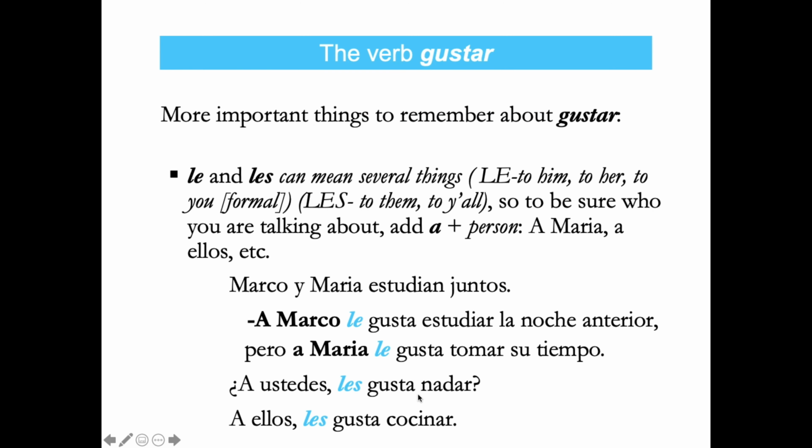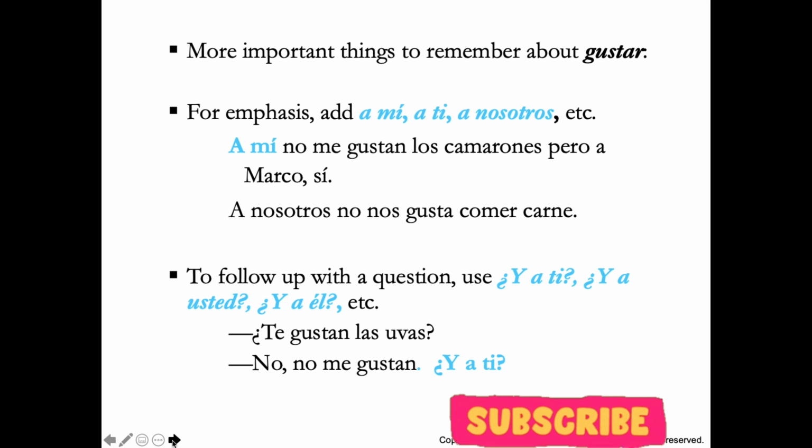Some other examples, les gusta nadar? Do y'all like to swim? Now, without this a ustedes there, les gusta nadar can mean do y'all like to swim or do they like to swim? Here in this sentence, we have a ellos les gusta cocinar. Since we reiterated here the a ellos, we know that this means they like to cook. If we did not have this here and it just said les gusta cocinar, it can mean they like to cook or y'all like to cook. That's why it's so important to use a plus the pronoun or a plus a name to differentiate between the two.